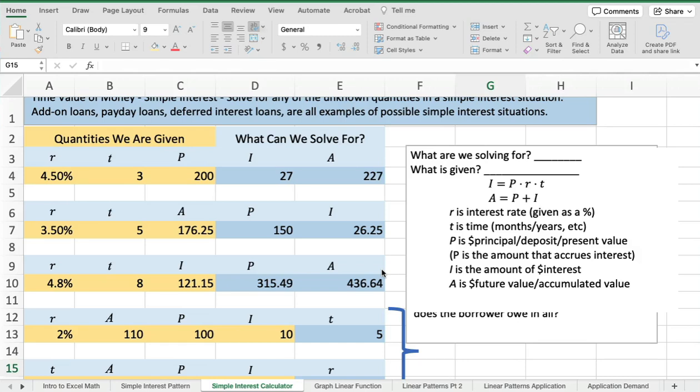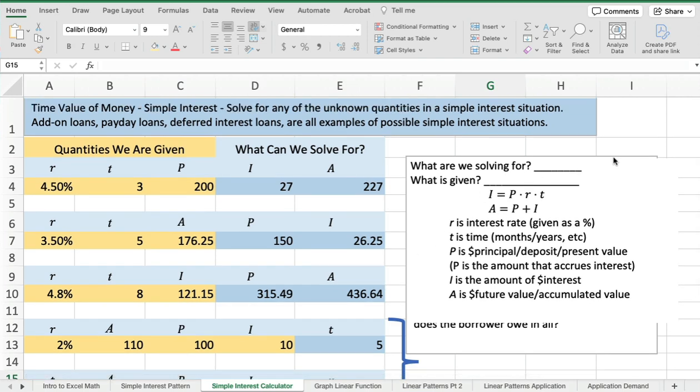We're going to do a kind of a marathon round here of solving some problems that involve simple interest. We're still in the time value of money, and these are going to be word problems that we're going to be solving. So we're going to be using Excel as a calculator, and there are various scenarios.